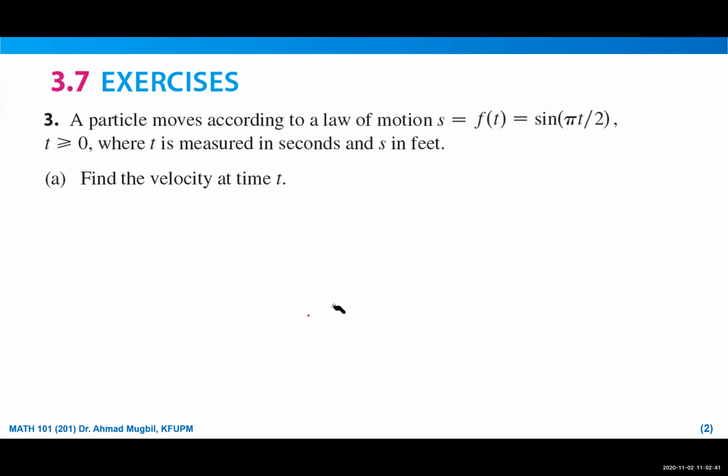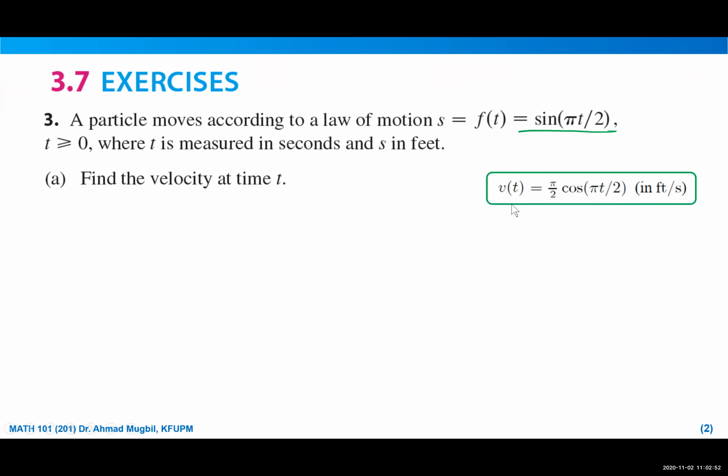Now, we need to find the velocity. It is easy to find the velocity. You will just differentiate this, and you need to recall what is the derivative of sine. It is cosine, and then differentiate what is inside. So the derivative of sine is cosine, and the derivative of pi t over 2 is pi over 2, by using the chain rule.